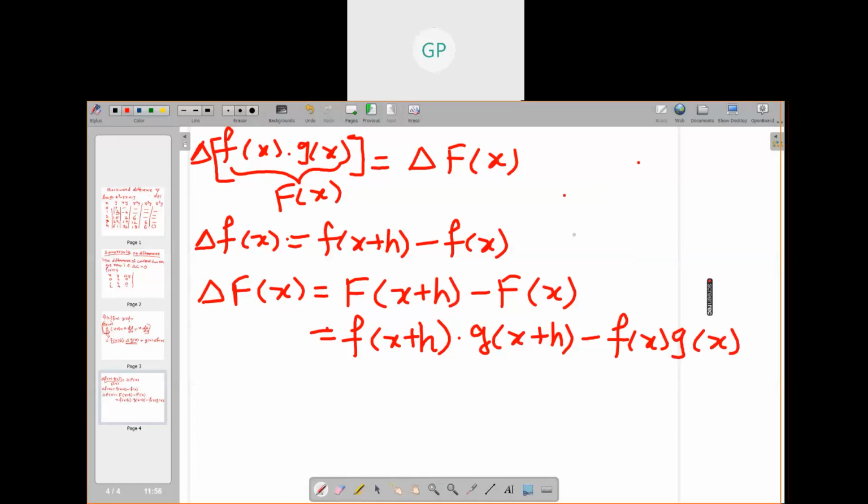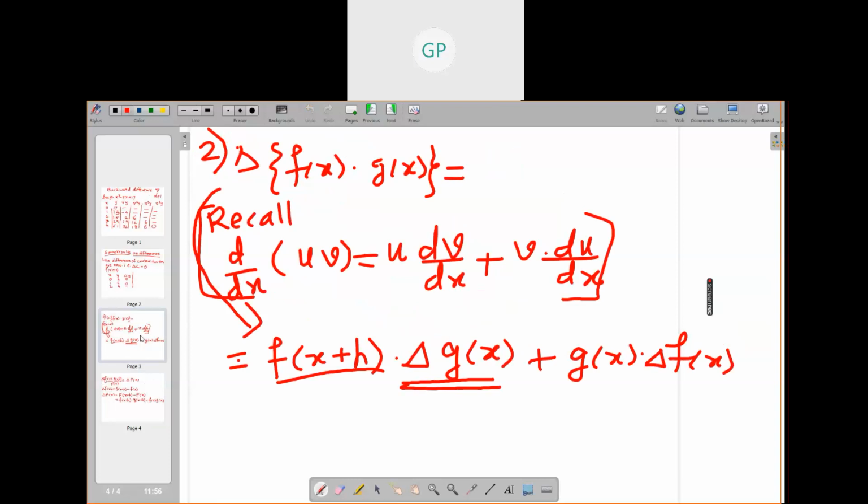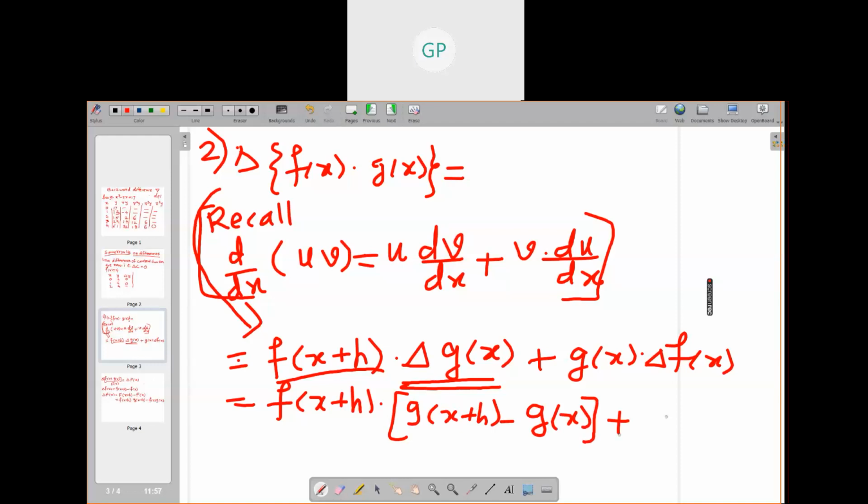So I was saying that we want this f of x plus h into delta g of x. Forget about the second term now. F of x plus h into delta g of x, what is it? If I write the equivalent statement of this, it is f of x plus h into the bracket, what should come? g of x plus h minus g of x, right? Are you getting it? I'm just substituting delta g of x.